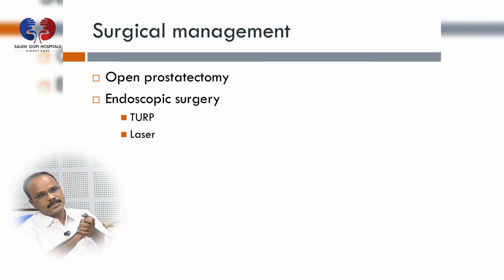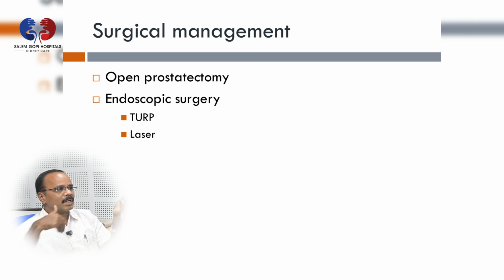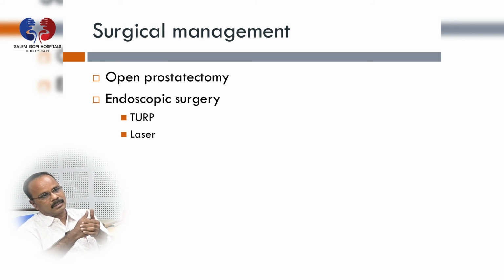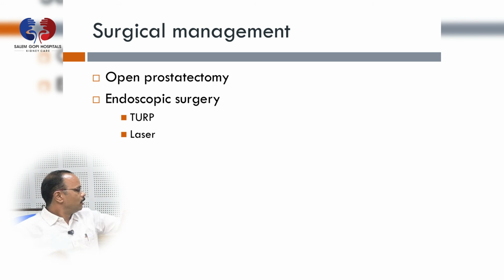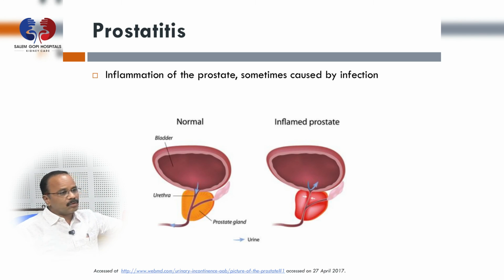So the surgical options are, previously they did only open surgeries. They had to open the abdomen and remove the prostate. Now it is totally outdated. We are doing only endoscopic surgery. Endoscopic surgery means you go through the urine pathway and resect the prostate. The latest update is laser prostatectomy. So what are the main take home messages?